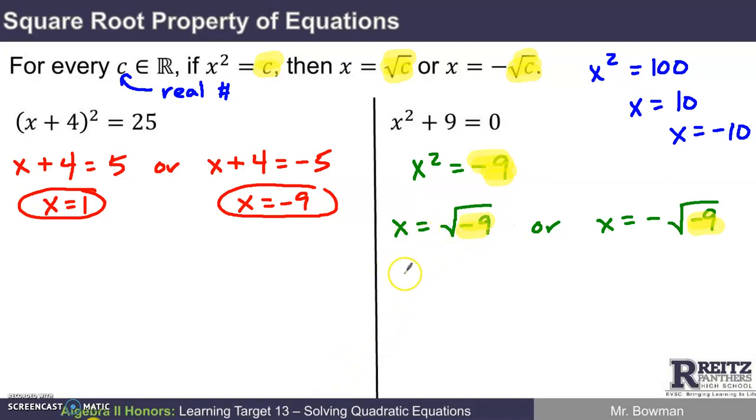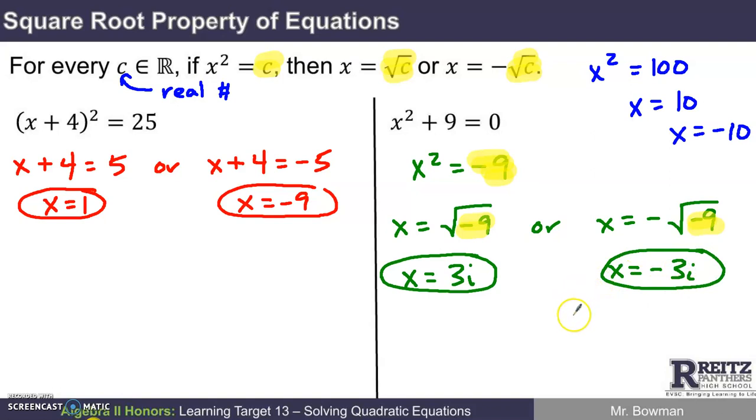The square root of negative 9 is 3i, where i is the square root of negative 1. And the opposite of the square root of negative 9 is negative 3i. So even equations that you couldn't solve in Algebra 1 can now be solved as long as you're willing to accept complex solutions.